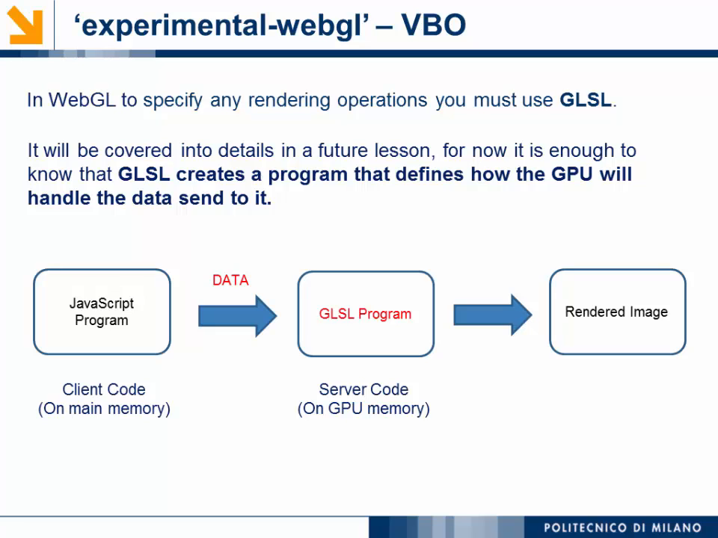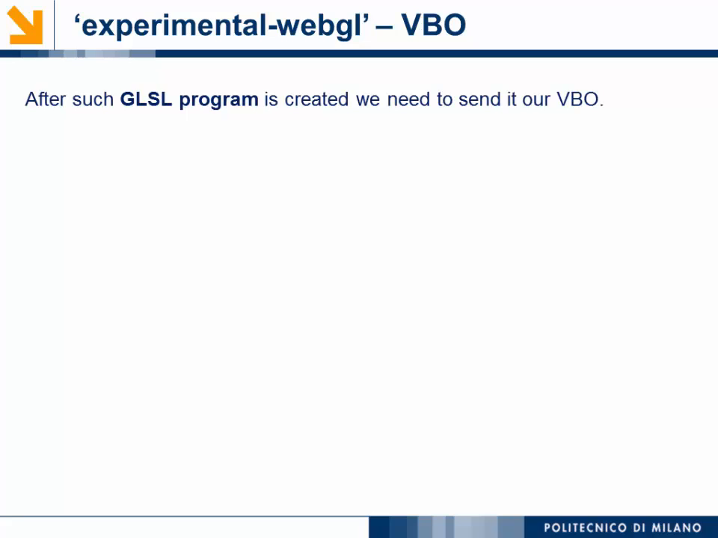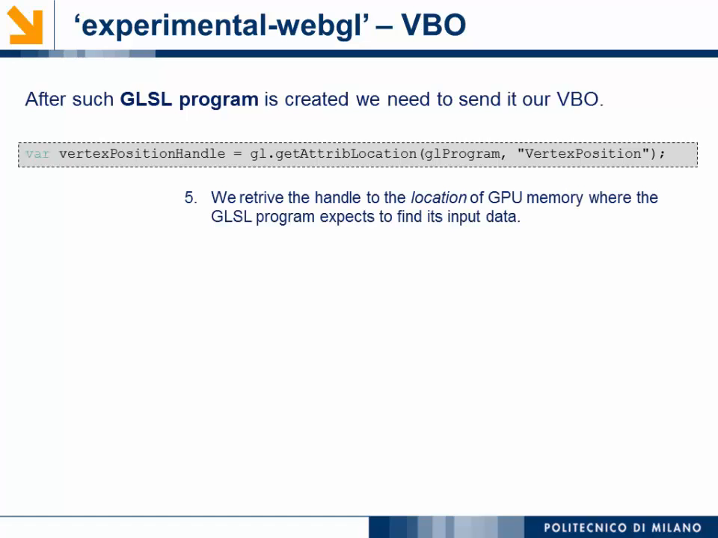But up to now, we have two things on the GPU memory. We have the data in a buffer, and we have the pipeline program in another part of the memory. But the two things are not communicating right now. Then we have to issue, again on the main code, a command to open some communication channel between those two parts.